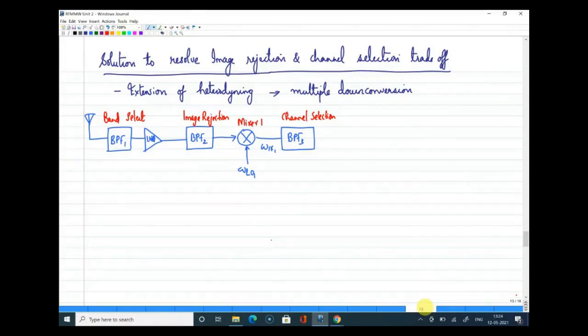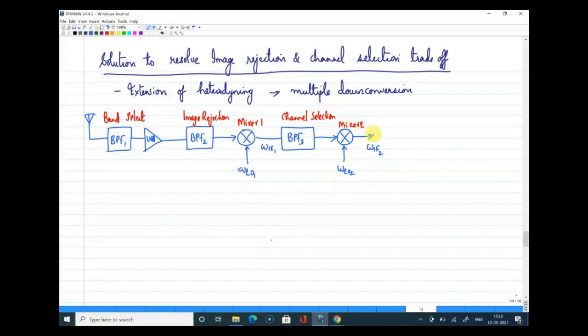Now, after this channel selection, we know that the channel selection is not proper, because still there will be some more interference very close to the channel. So what we do is, after this, we employ one more mixer here. There we will use another frequency omega LO2, which can generate omega IF2, which is sufficiently low. Right, so we are doing two steps of down conversion, and this is your mixer 2, which is generating omega IF2.